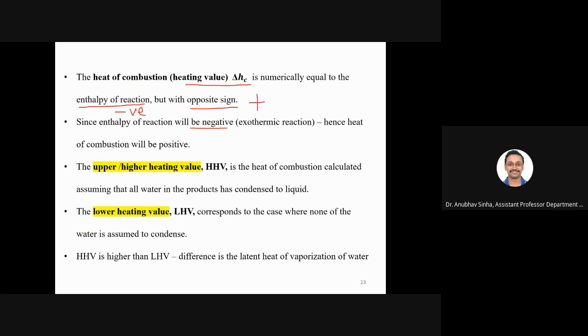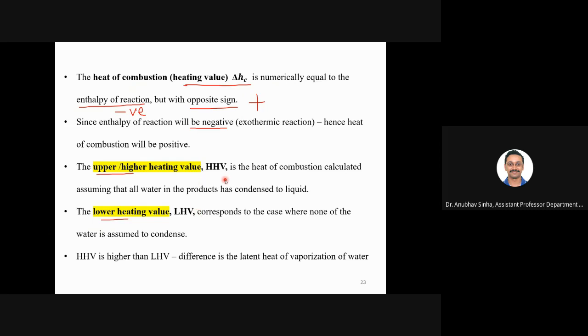Enthalpy of reaction is negative, hence it is an exothermic reaction. And hence heat of combustion will be positive, what we have just told. Now there are two heating values. When we say heating value, we have two: one is the upper and one is the lower heating value. What is the difference between them? When do we say higher or lower?